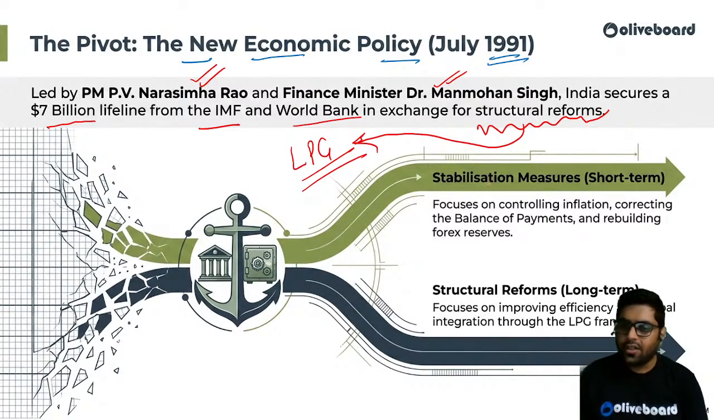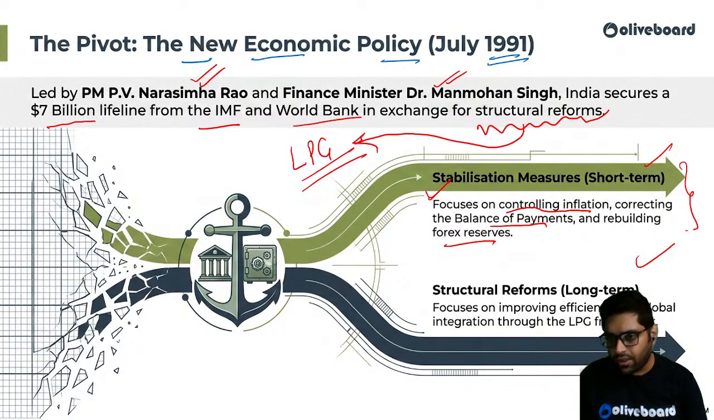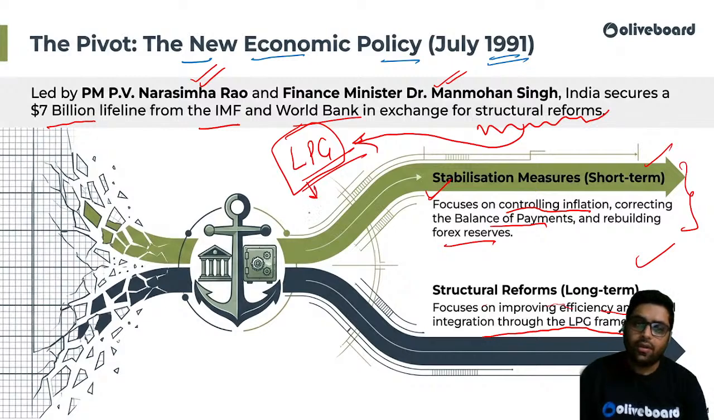Okay. So, in the short term, we had stabilization measures. There were short term reforms and long term reforms. Short term was more on controlling inflation, correcting balance of payments, and rebuilding forex reserves. Correct? This was the short term. Long term was focusing on improving efficiency and integration through the LPG framework. So these were the long term reforms. Got my point? Easy peasy. ठीक है?